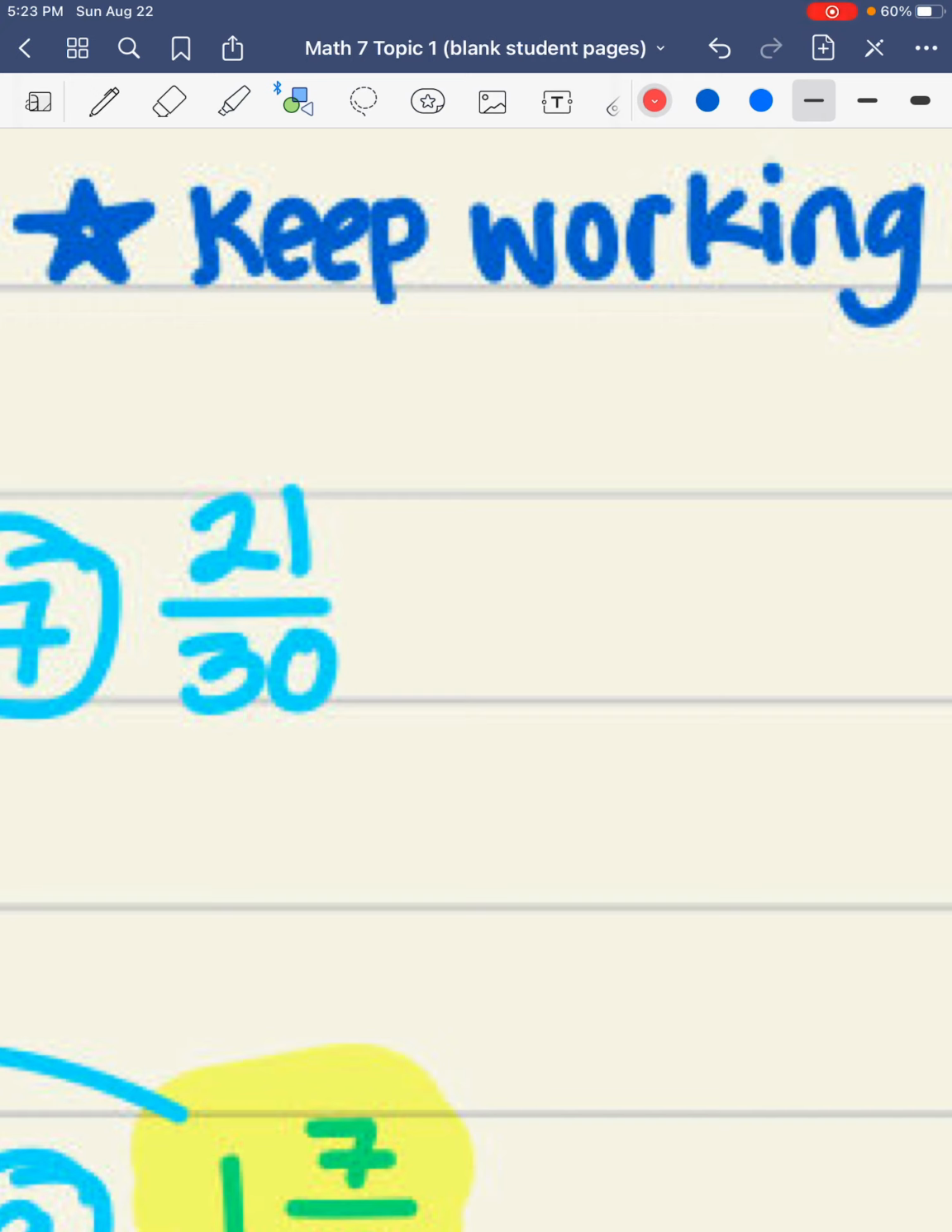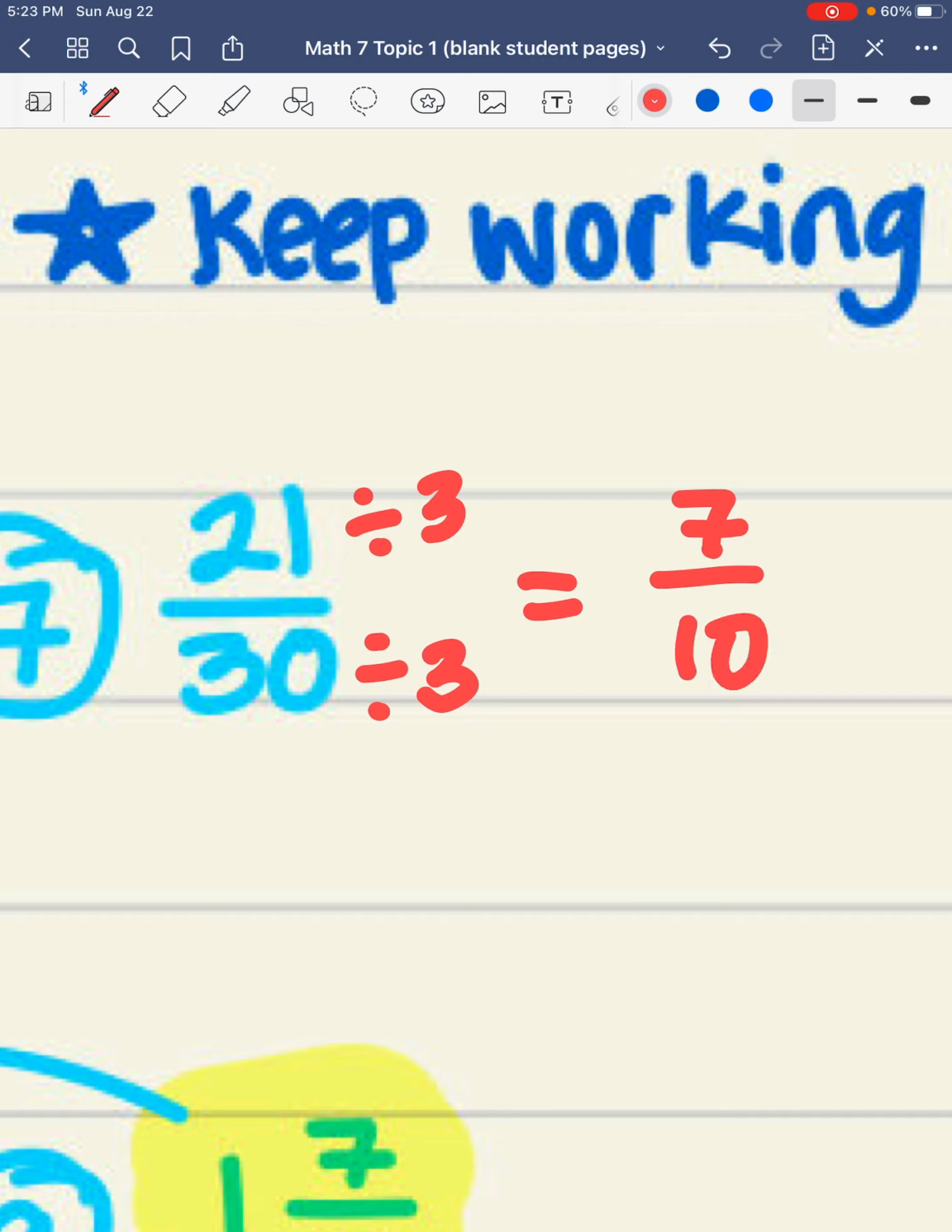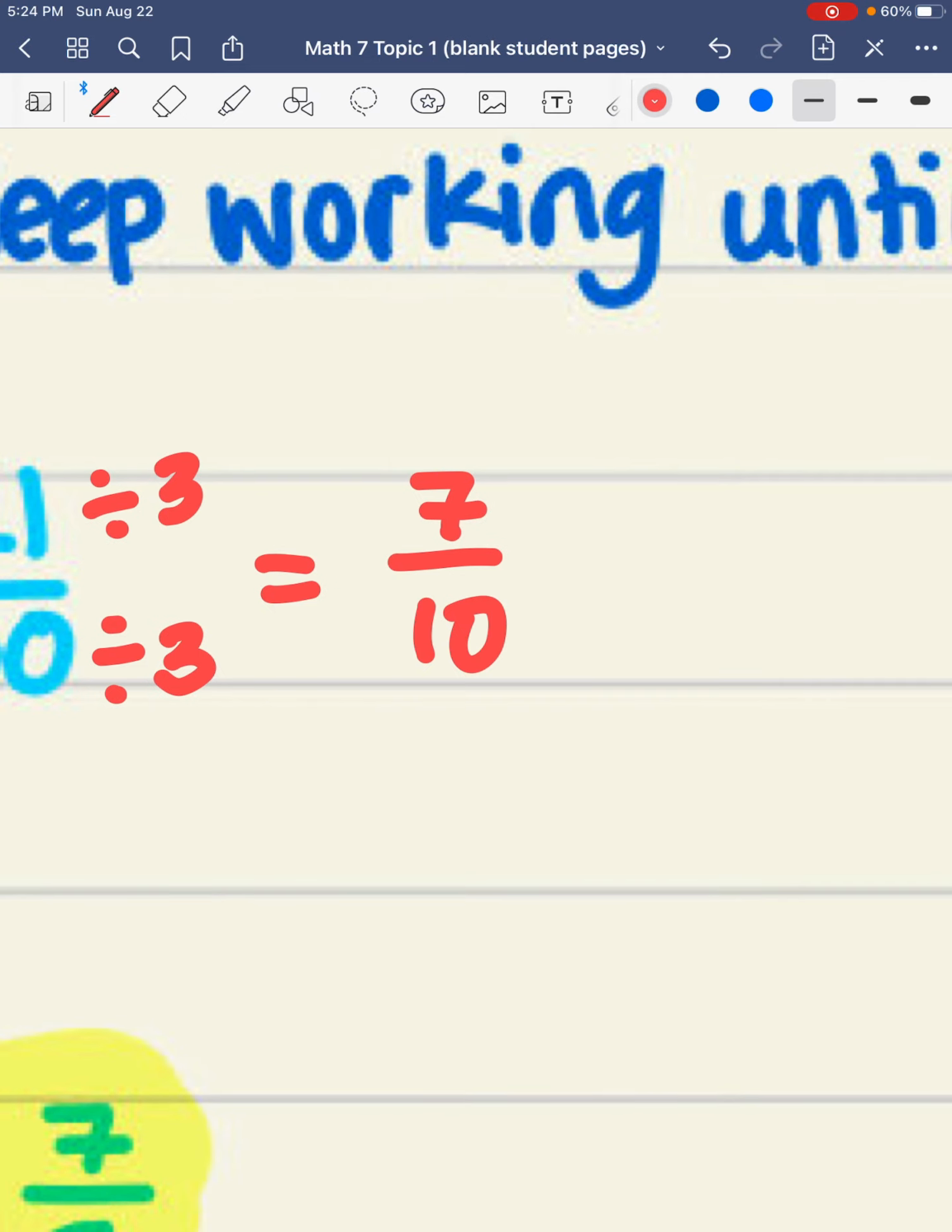First question, can I reduce this fraction? Well, I know that I've got an odd number and an even number, so I can't divide by 2. But I also know that 2 plus 1 is 3, so I can divide by 3. And 3 plus 0 is 3, so I can also divide that one by 3. So I'm going to divide the top and bottom by 3. 21 divided by 3 is 7, and 30 divided by 3 is 10. Okay, I cannot reduce that any further, but with these smaller numbers, it'll be easier for me to divide and use long division.